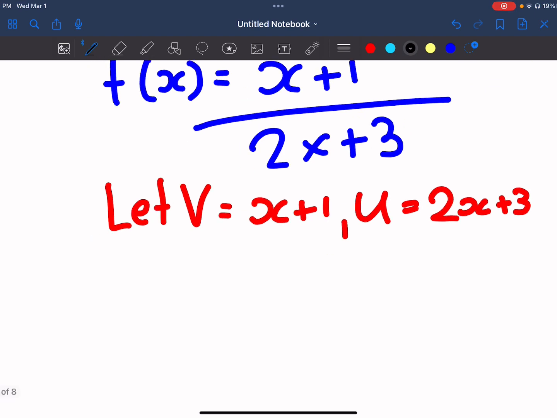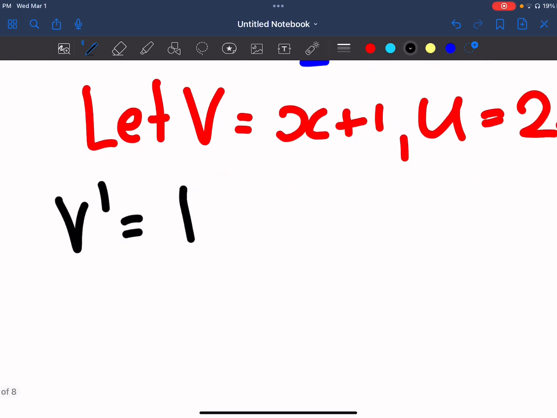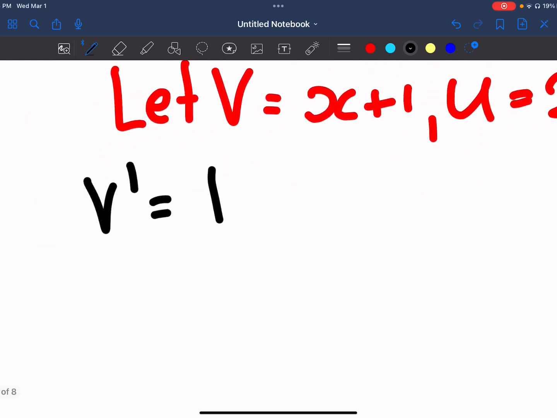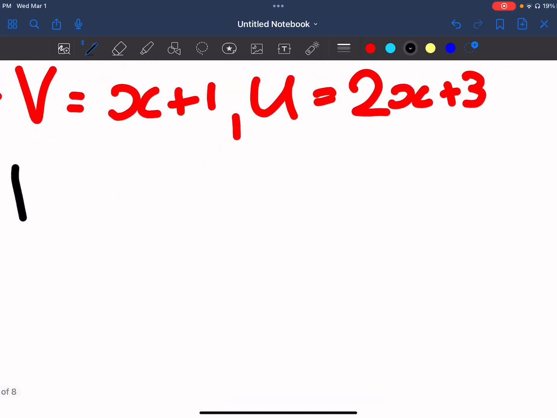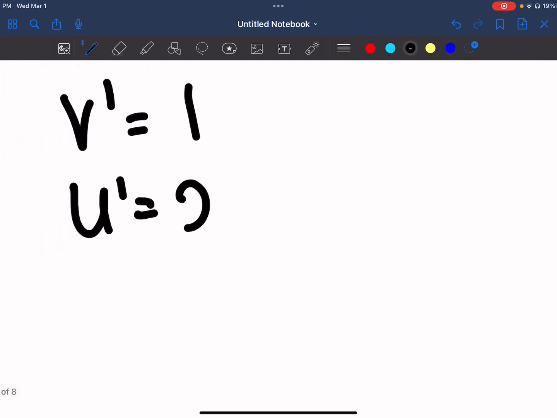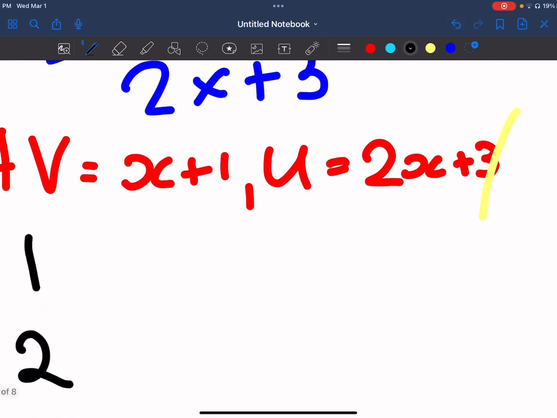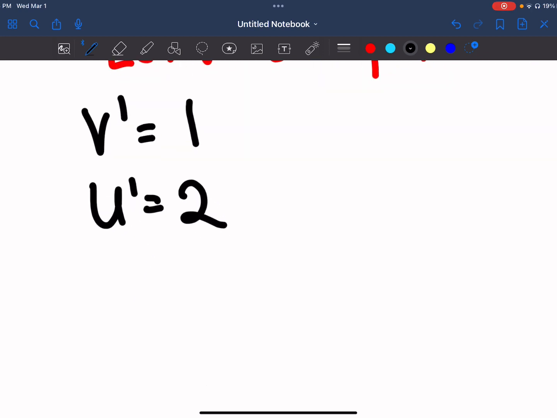We need to find v prime. So v is equal to x plus 1, so v prime is equal to 1, because differentiating this should be easy to you by now. And u prime: u is equal to 2x plus 3, and 3 is a constant, so the derivative of 3 is 0, so u prime is equal to 2. Okay, good.